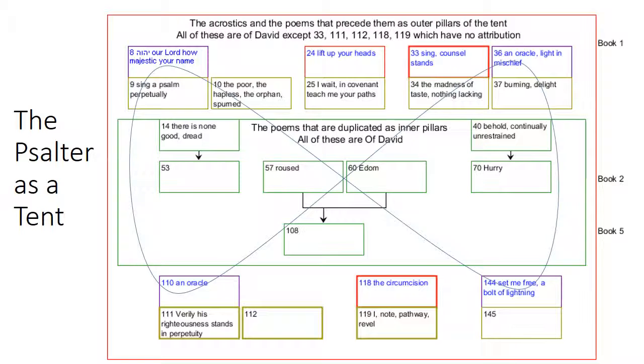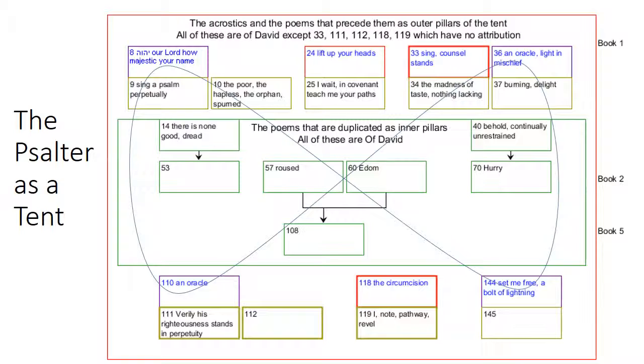There are such poles, 2 sets in fact, that we've mentioned before already. The 8 acrostics, 9 poems, as one got ripped in half, and the poems that immediately precede the acrostics, 7 of them. And secondly, the duplicated poems, which you can see in the image, 14 equivalent to 53, 57 and 60 together being equivalent to 108, and the last few verses of Psalm 40 being repeated in Psalm 70.